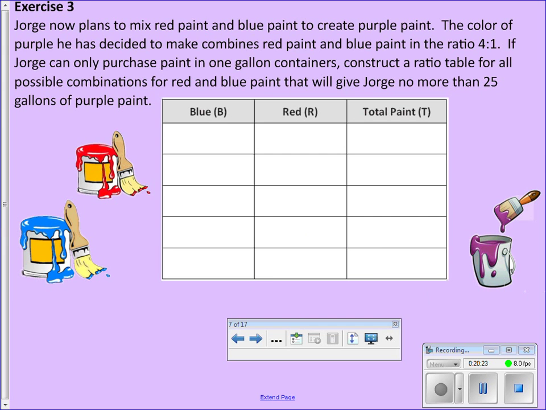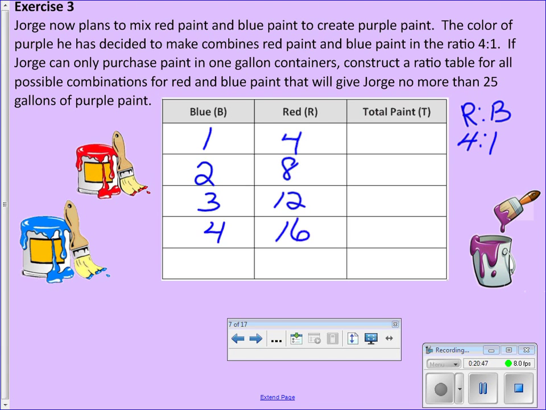So very quickly, let's fill in this table for purple paints. Okay, so here's the ratio for purple paint, ladies. We're at the bottom of page 52. Now be careful, here it says red to blue is 4 to 1. But look at how our table is set up. 1 to 4. So 2 to 8, 3 to 12, 4 to 16, 5 to 20. So that would make total gallons of paint, because we don't want more than 25 gallons of purple according to the problem.